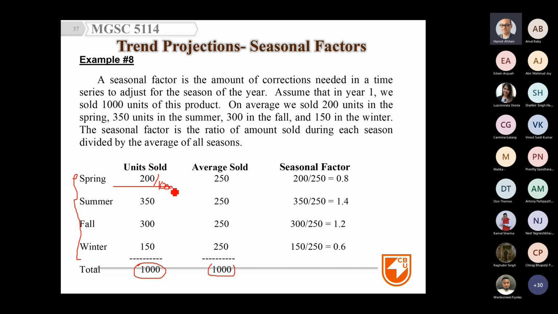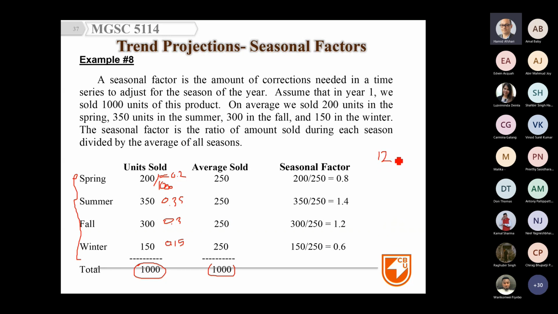So if you divide by 1,000, how much will be the seasonal factor for spring? 0.2. Exactly. And how much will be for summer? 0.35. Exactly. And then the other one is 0.3, and the final, winter, 0.15.